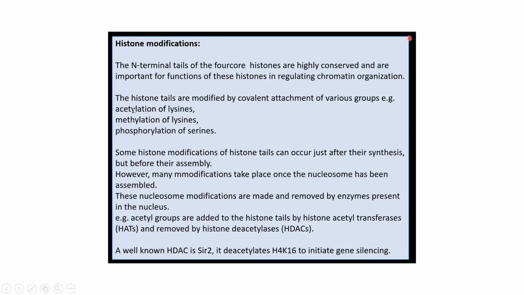For example, there are three types of modification mentioned here, but apart from these, there are other modifications as well. Acetylation of lysine or methylation of lysine are two modifications. On the lysine residue, the acetylation and methylation is done, and also the phosphorylation of the serine residue. On the tails, the serine residue is phosphorylated, and that will allow the different transcriptional activity of that gene.